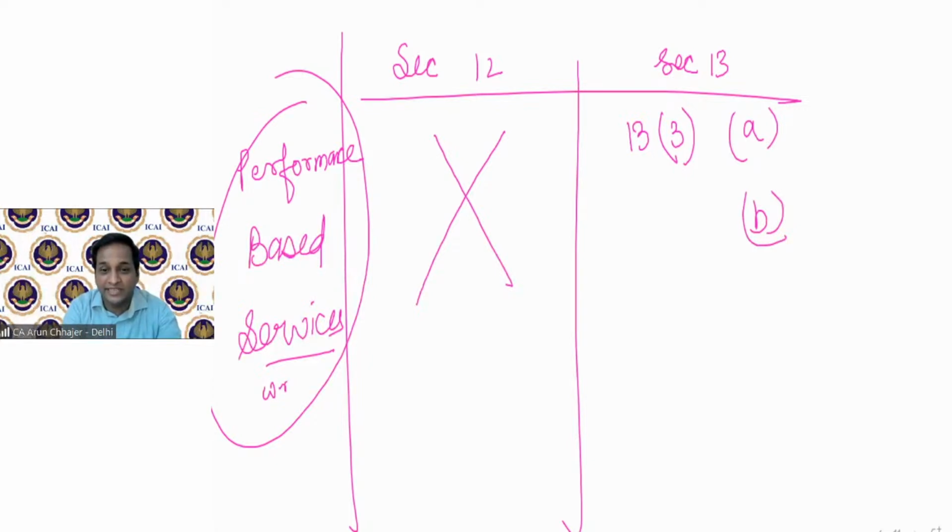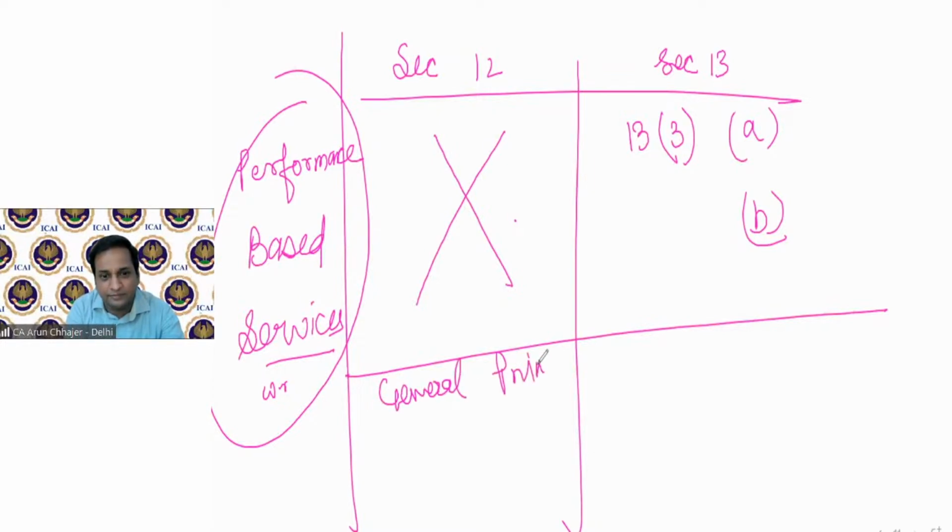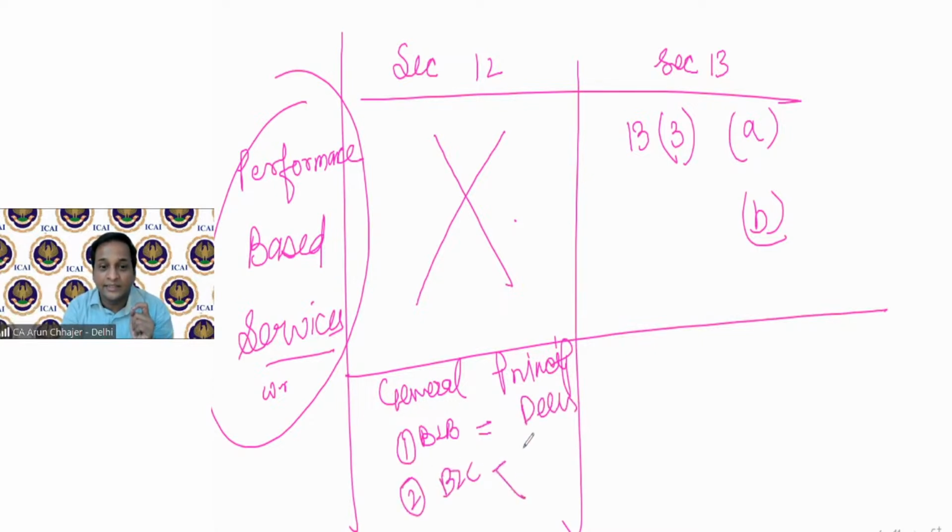What is my point which I would like to highlight? Because it is not covered in the specific provision, I will apply the general principle. What is the general principle? If it is B2B, then the place of supply would be Delhi. If it is B2C, then the place of supply would be Delhi if the Maruti showroom has my address on record. If not, then the place of supply would be Noida.